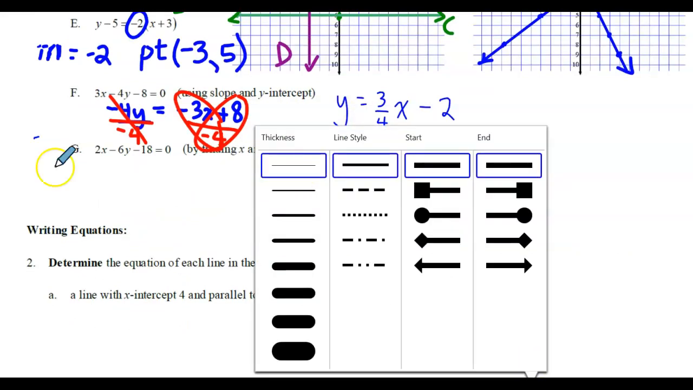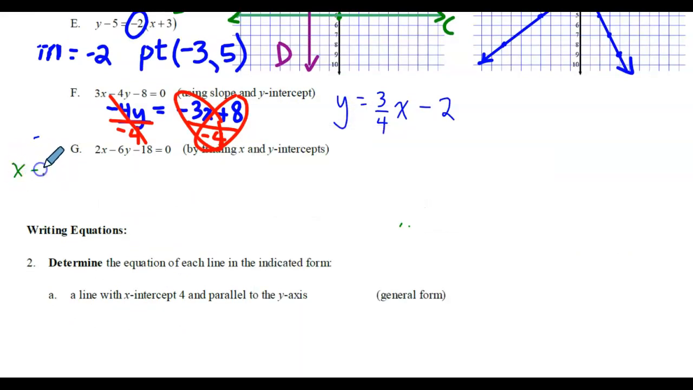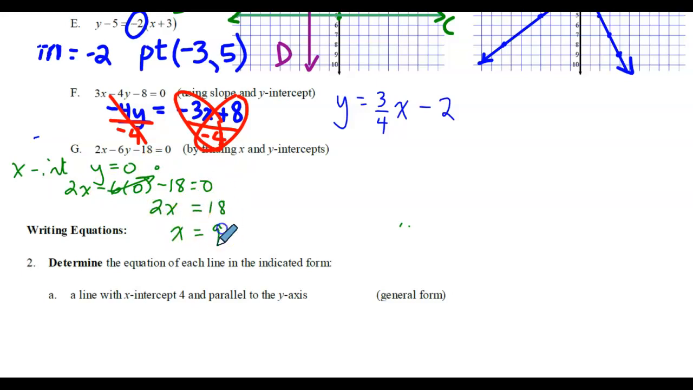Maybe I'll do it in green. So the x-intercept, remember, is when y is 0. So I'm going to put 0 in for y. So that term goes away. So I'll get 2x equals 18, x equals 9.